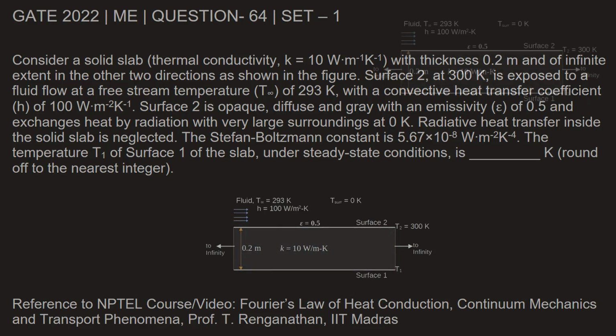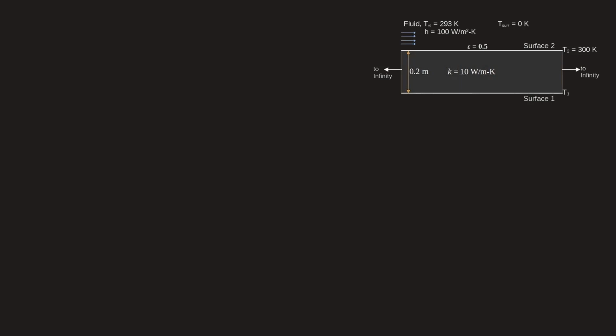Let's solve this one. According to the energy balance, the heat that is transferring by conduction through this slab, if we take it as Q conducted, will be equal to the convective and radiative heat transfer taking place between surface 2 and the outside environment. So Q convective and Q radiative. This escaping heat should be equal to the sum of these two amounts of heat.